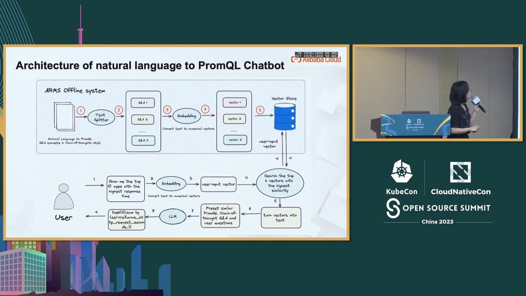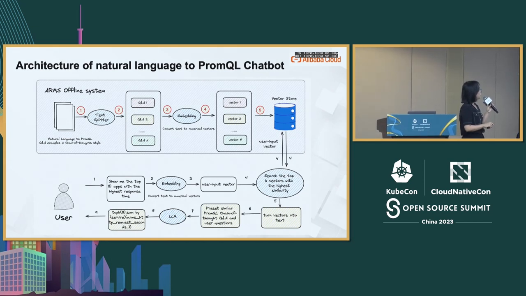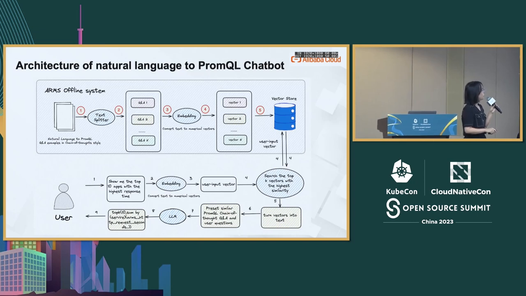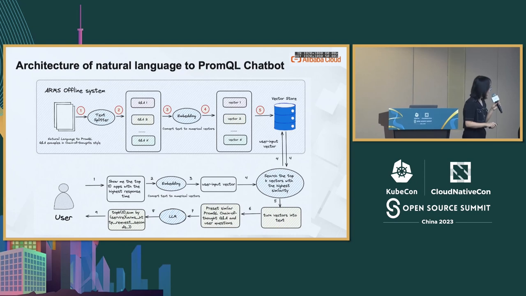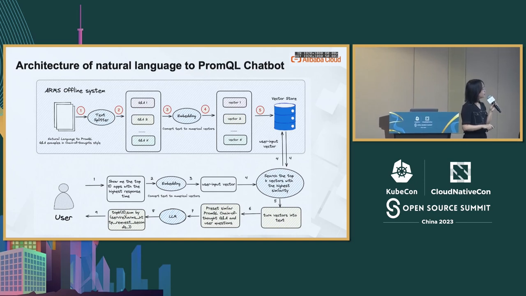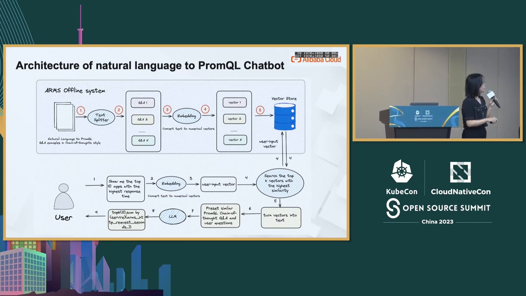In our offline system, we have many natural language to PromQL Q&A examples, in the style of what I have shown you in the last slides. All of these Q&As will be put into a text pipeline, and these documents will be cut into several Q&As, and then all of these Q&As will be turned into vectors that consist of numbers. It's called embedding. After the embedding, we get many vectors, and all of these vectors will be stored in the database. Here we have the offline system.